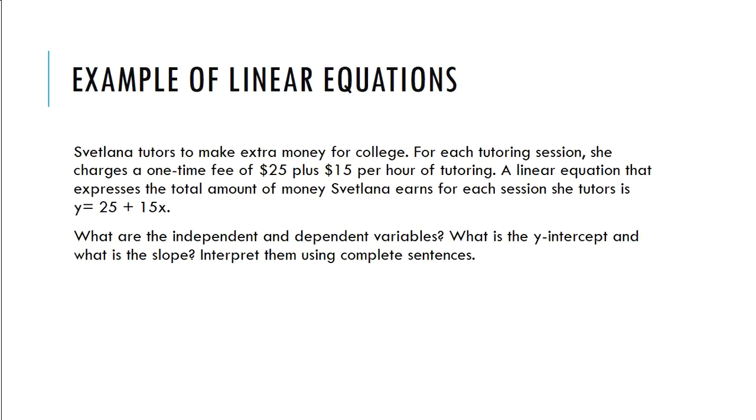Another example of linear equations: Svetlana tutors to make extra money for college. For each tutoring session, she charges a one-time fee of $25 plus $15 per hour of tutoring. The linear equation that expresses the total amount of money Svetlana earns in each session she tutors is y equals 25 plus 15x. What are the independent and dependent variables? What is the y-intercept and what is the slope? Interpret them using a sentence. Take a few minutes, pause the video, and try to work on this on your own, and we'll come back to it.